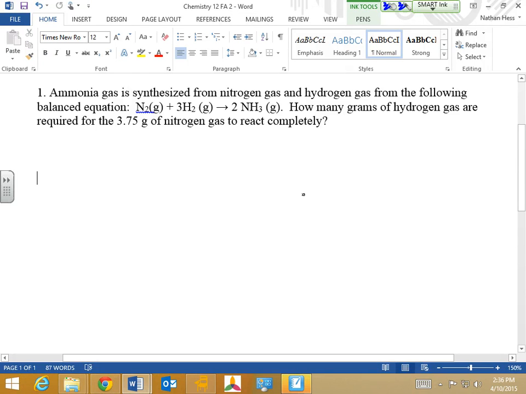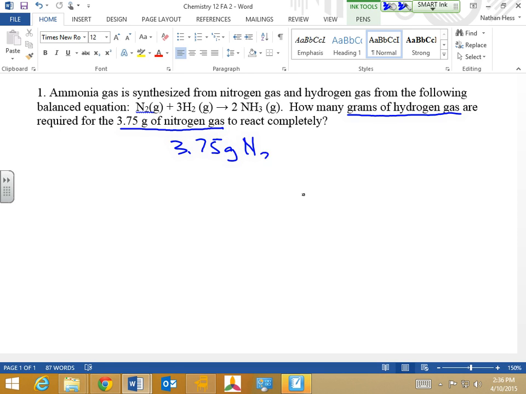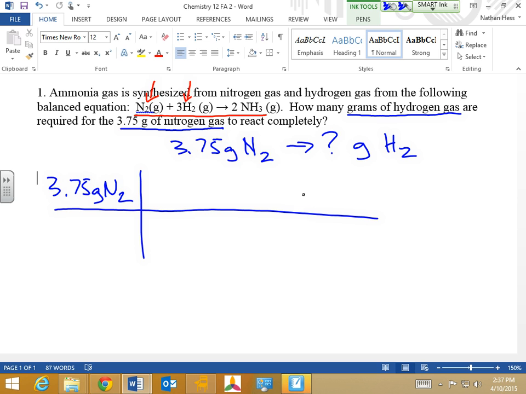Okay, friends, we are going this time from 3.75 grams of nitrogen gas to grams of hydrogen gas. So 3.75 grams of N2 going to how many grams of H2? We have our formula that's here. Notice it's already balanced. Both of these being diatomics, so we need to do N2 and H2 using coefficients to balance out. So therefore, we're going to start with 3.75 grams of N2 to make our skeleton.